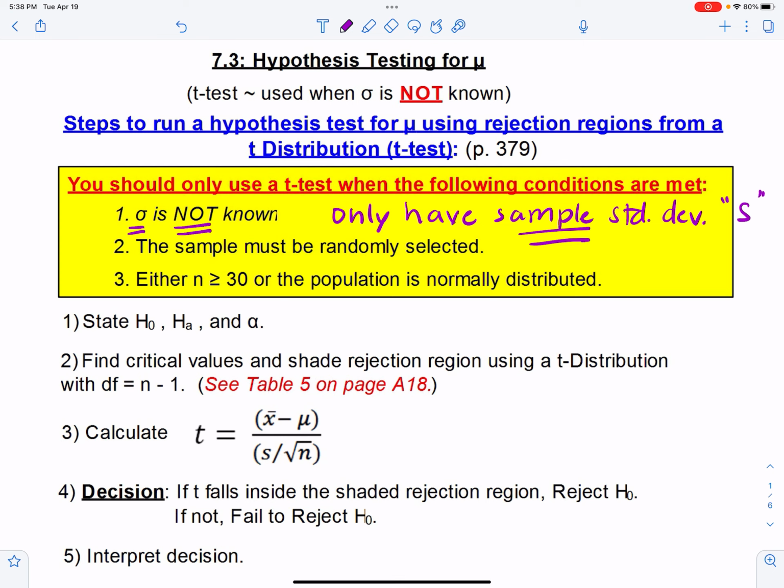So what that's saying is you have a standard deviation, but it's only the standard deviation for a sample data set. And when that happens, the only change that will occur in the steps of the hypothesis test is that when you get ready to find your critical values and your rejection region, you will not use Z, the standard normal table. You will use a T distribution instead. Okay, but everything else is going to look the same.